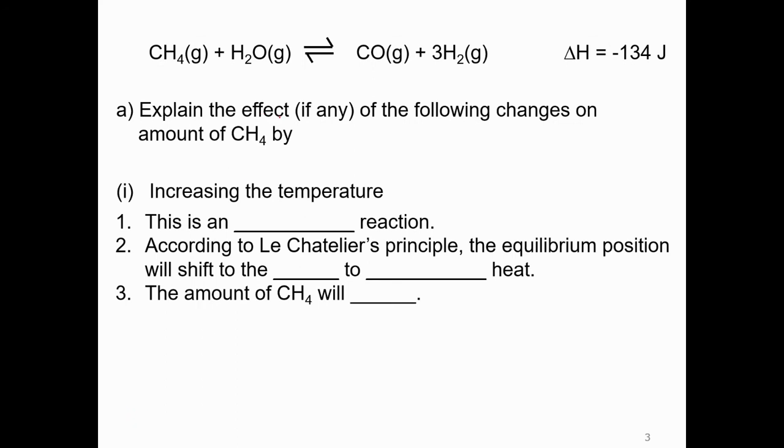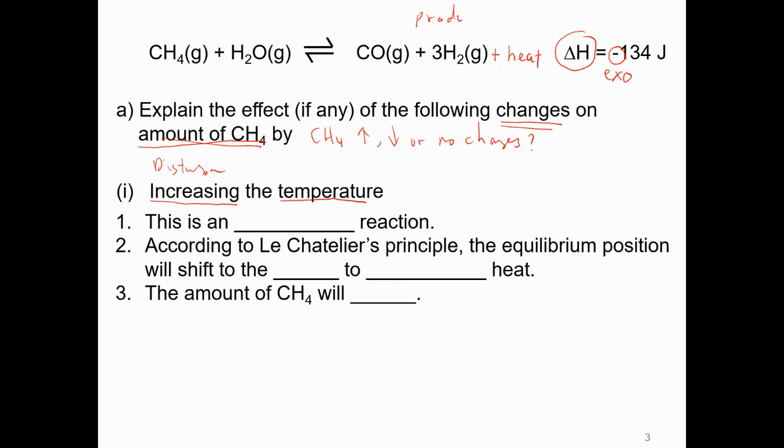The question is, explain the effect, if any, of the following changes on the amount of CH4 by increasing the temperature. The question asks whether CH4 will increase, decrease, or have no change. So let's look at the disturbance. The disturbance given is increasing temperature. When we see the word temperature, we look at the enthalpy. This is negative. If it's negative, it is exothermic. When negative, heat is released, so we write down plus heat at the product side.